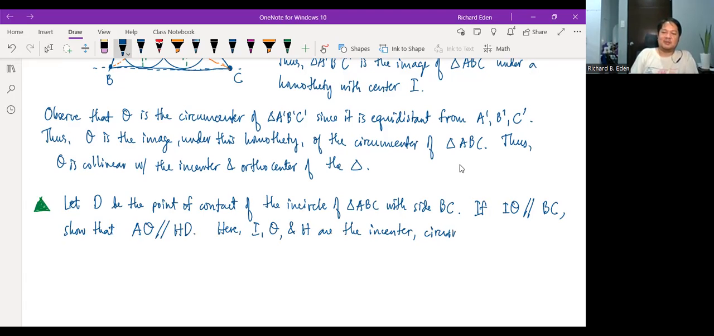This is literally mind-blowing because all of the three major centers, excluding the centroid, are involved.